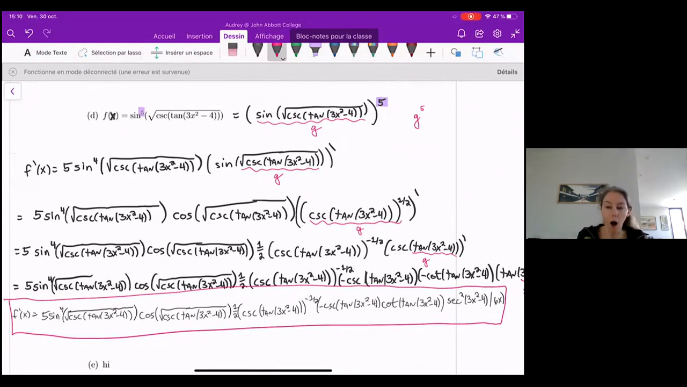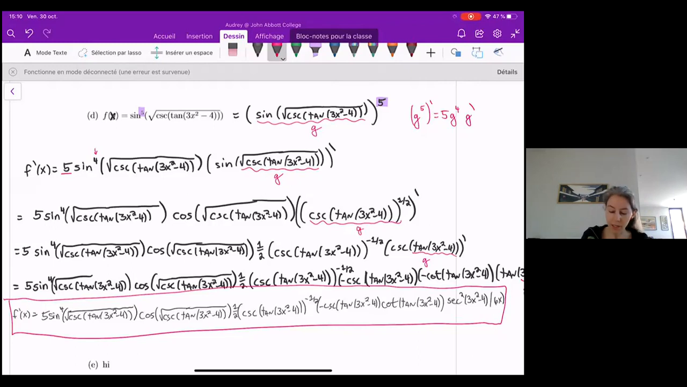G is sine of the square root of cosecant of tangent of 3x squared minus 4. And we know that the derivative of g to the 5th is 5g to the 4th times g prime. So that's why here I brought the 5 down, I subtracted 1, and then I pulled out the derivative of that sine. Now that sine also is going to require a chain rule because it's sine of a function. So the derivative of sine is cosine. Then the thing I'm pulling out here is the square root of cosecant of tangent of 3x squared minus 4.